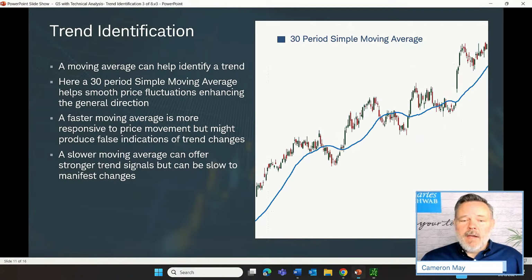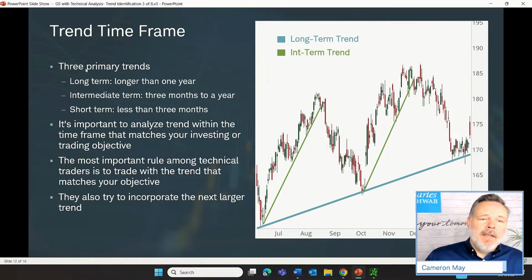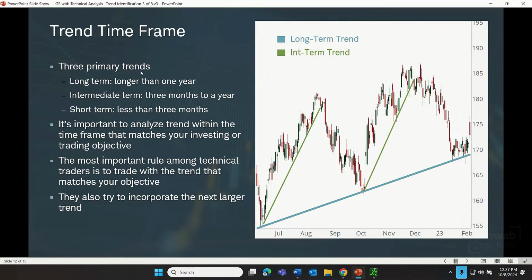So let's talk about time frames. There tend to be three primary trend time frames. Long term, which is longer than a year, intermediate term, 3 months-ish to a year, and then short term, less than 3 months. There are going to be traders, and even the same individual may have preferences for different trades. Well, this trade is going to be short term, so I'm going to use a shorter term moving average. This trade is going to be more like an investment. It's going to be longer term. I'm going to use a longer term moving average.